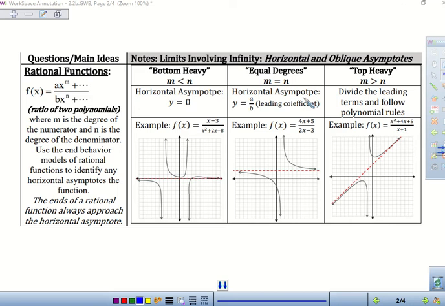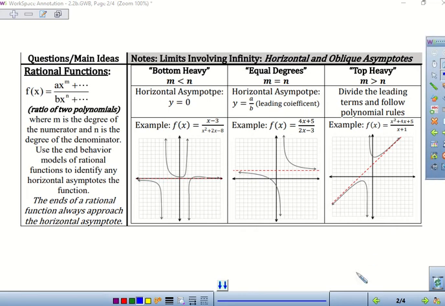Equal degree is where you have the same degree in the numerator and denominator, something like this. They're both degree 1. When that's the case, you divide the coefficients of the leading terms to get the horizontal asymptote. So in this case, it would be 4 divided by 2, which is y equals 2. And that horizontal asymptote determines where the function's going as it approaches positive and negative infinity. Do you see here, for this one, as we approach positive infinity on the x, we're just getting closer and closer to 2. As we approach negative infinity, we're just getting closer and closer to the y value of 2. Everybody see what I'm saying by that?